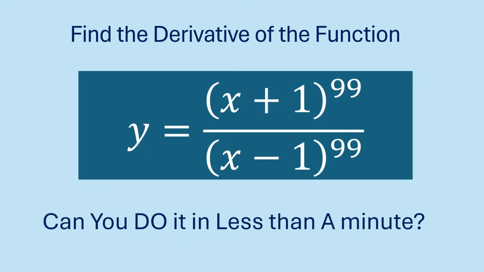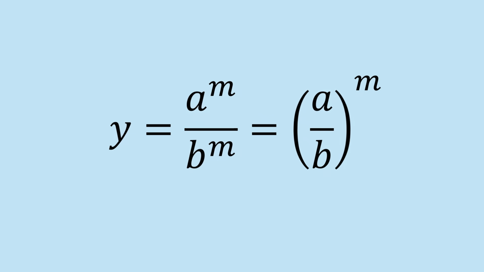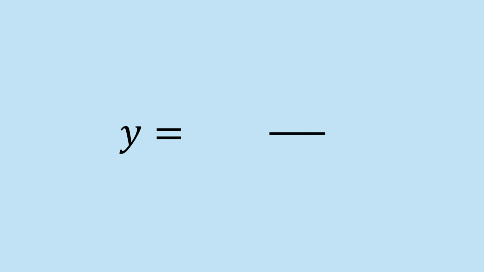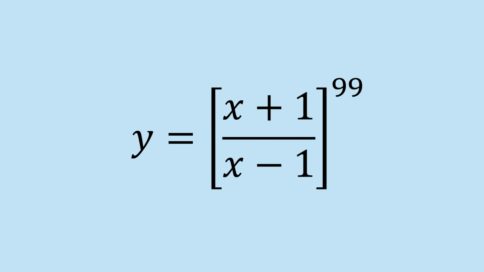First, let's rewrite the function as a power of a quotient. This setup allows us to apply the chain rule. So, the function now becomes x plus 1 over x minus 1, all raised to the 99th power.